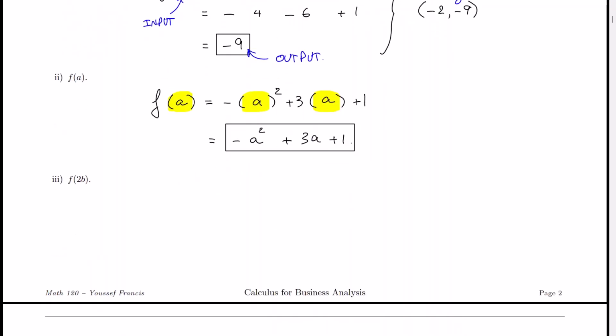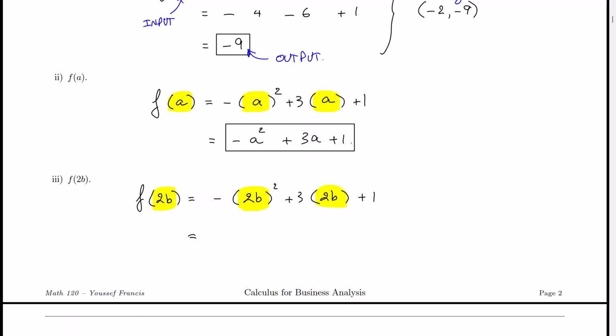Moving on to the next part, it says f of 2b. As usual, I'm going to replace the x with 2b. And as before, we're going to leave some spaces where the x used to go. I'm going to put parentheses there just so I can remember where the x used to be. And I'm going to replace the x value with the number, or in this case, the quantity, 2b. So if I plug in 2b into all the x's, I'm going to end up with negative 2b in parentheses squared plus 3 times 2b plus 1.